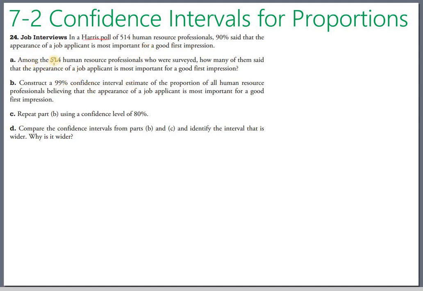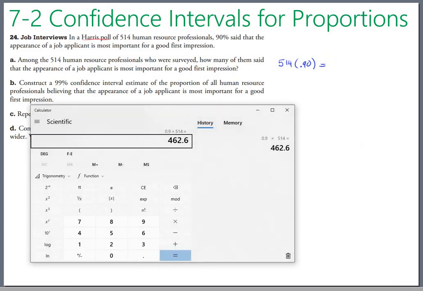Part A just says among the 514, how many of them said that? So we need to know that before we start crunching our numbers. So this is not a confidence interval question. It's just out of those 514, how many of them actually said appearance was the most important thing? 90% of them, but how many of them? So that's where you need a calculator. And you say 0.9 times 514, which is 462.6. We can't have half an HR professional, so we'll go 463.